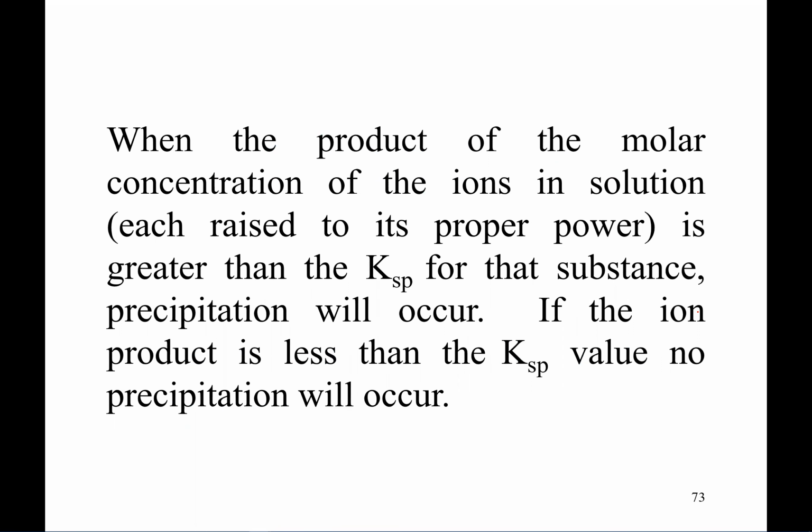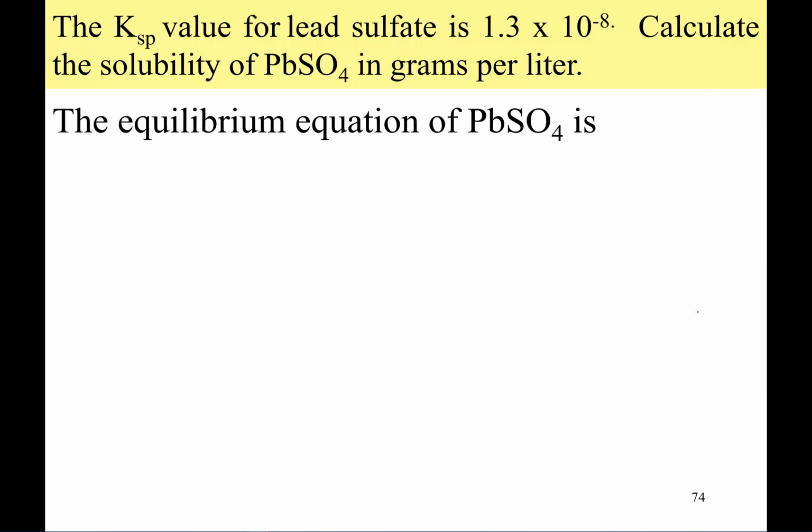When the product of the molar concentrations of the ions in solution is greater than KSP, precipitation will come out. If the ion product is less than that, no precipitation occurs. The KSP value for lead sulfate is 1.3 times 10 to the minus 8. Calculate the solubility of lead sulfate in grams per liter.